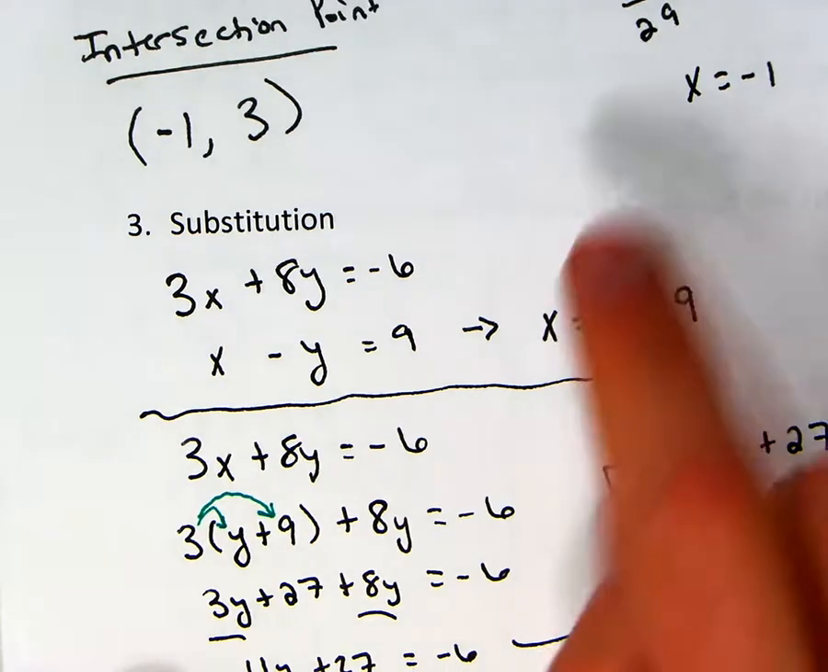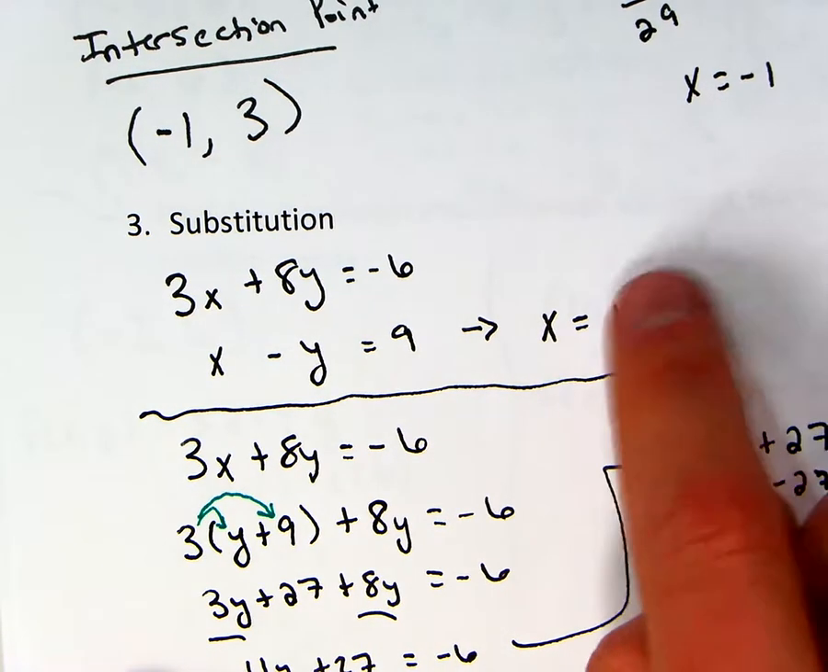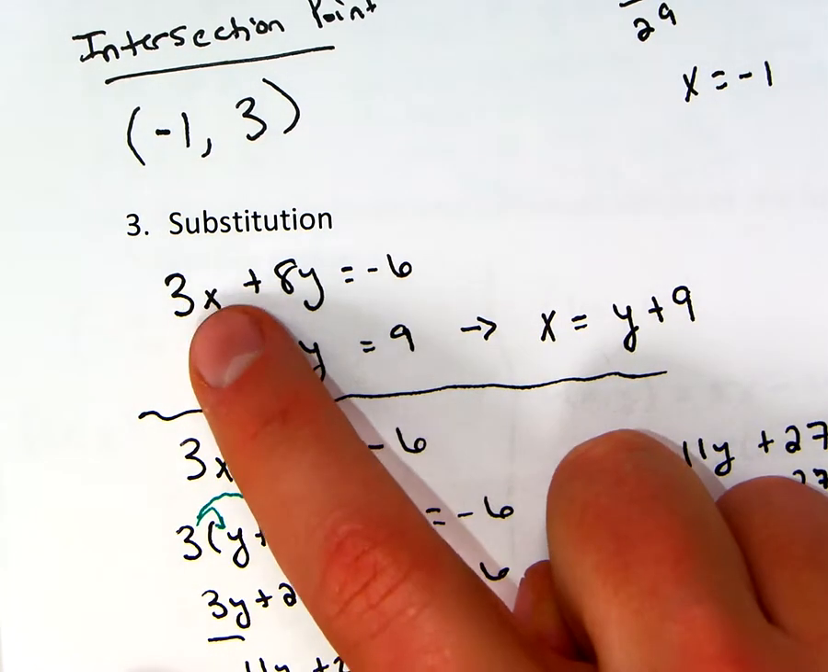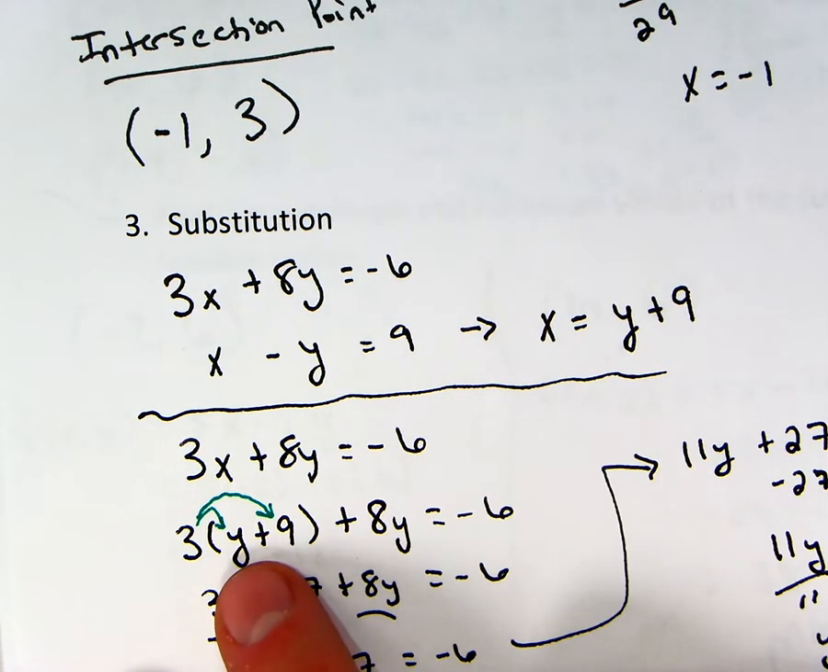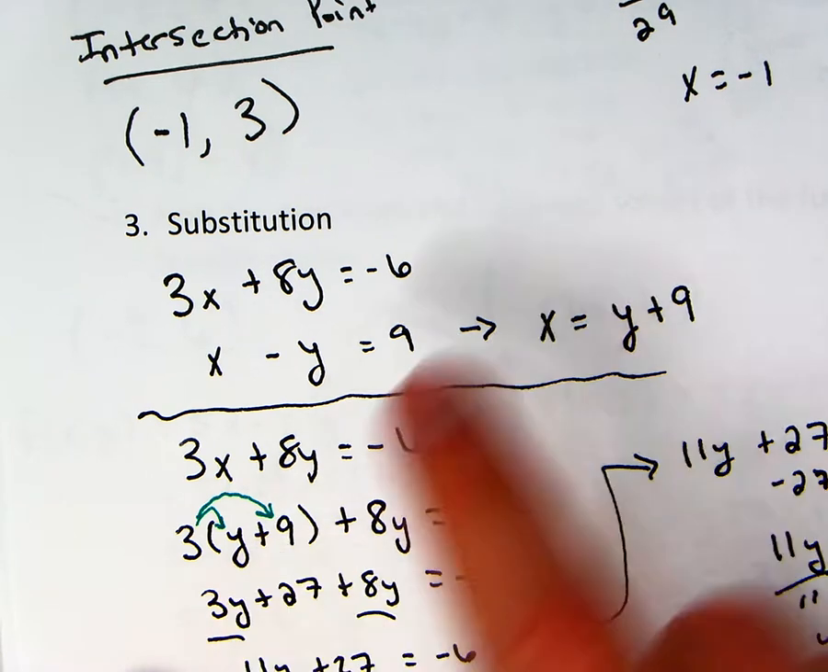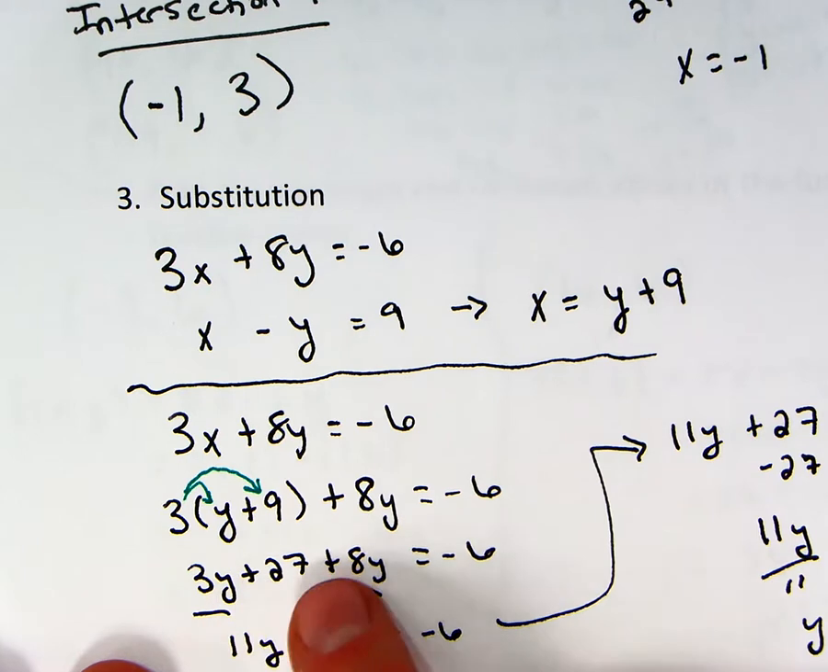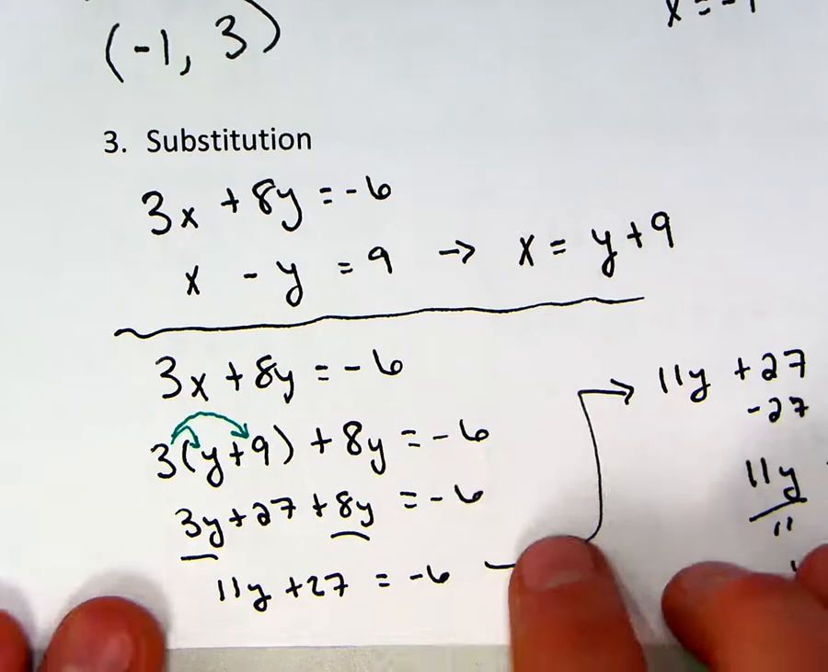Once you do that, I'm going to plug this y plus 9 in for x, because x equals y plus 9. So now y plus 9 is where x was. I substituted it in, hence the name. And then I distribute the 3, so I get 3y plus 27 plus 8y equals negative 6.